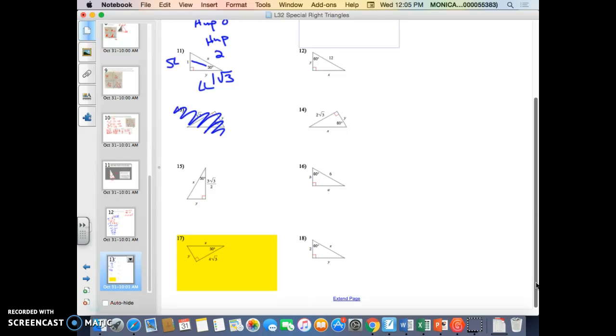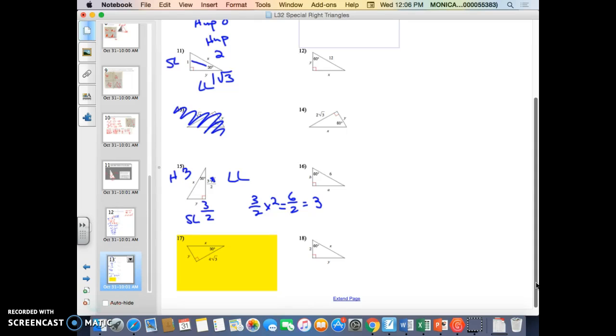So number 15, let's go ahead and label our sides. So this is my hypotenuse, this is my short leg, and this is my long leg, okay? So if my long leg is 3 times the square root of 3 over 2, I'm just going to take that off. So my short leg is 3 over 2, and then my hypotenuse is 3 over 2 times 2, which is 6 over 2, which is just 3. So my hypotenuse is 3.